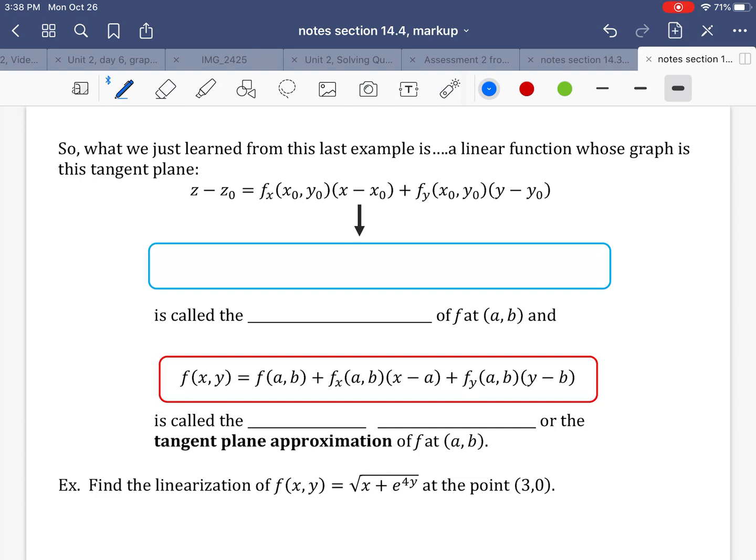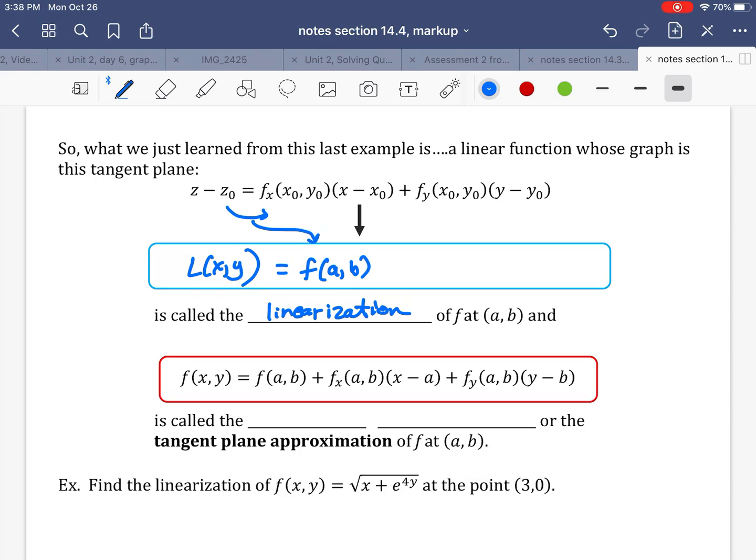Okay, and so basically we're going to call this L of xy, called the linearization of the function at AB, is going to be this. So basically what's going to happen over here is this is going to be solved for z. This is going to pop over to the other side. So I'm going to abbreviate this a little bit right here. I'm going to put the function's value at AB, because that's literally what z0 is.